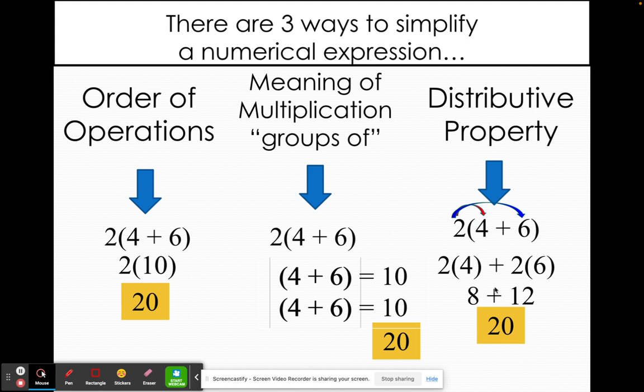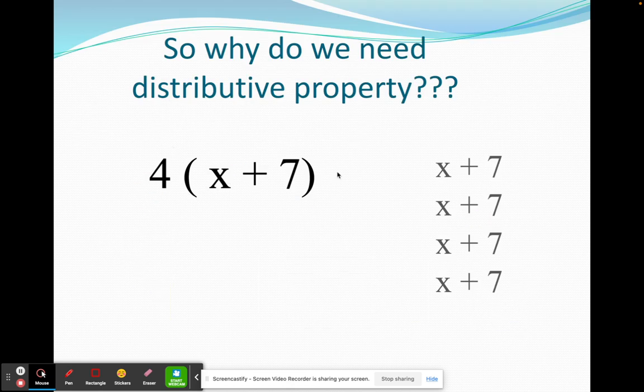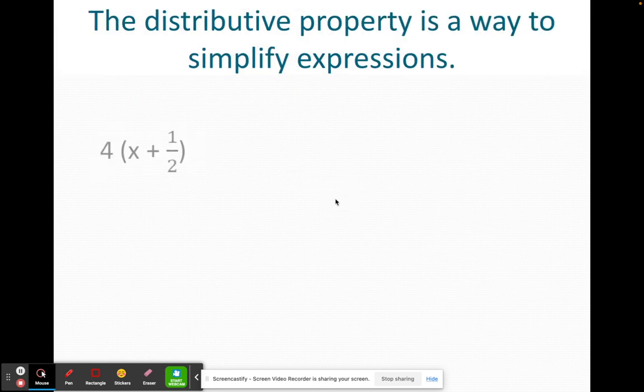Now, many of you might say, why would I use the distributive property when I can just add them and multiply? Well, first of all, sometimes the numbers are easier to work with if you multiply the two parts before adding them. However, there is another reason. When we have variables involved, I cannot add x and 7 if I don't know what x is, but I can still simplify this with the distributive property. If I thought of this as 4 groups of x plus 7, I'm going to have 4 x's and 28.